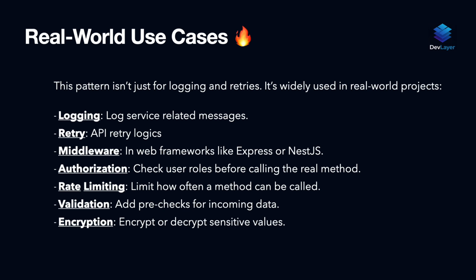And one more I really like is validation. Let's say you have some user input, maybe a form. Instead of stuffing all your validation inside the main function, you decorate the function or method to handle that separately. Again, way cleaner. Finally, in security sensitive apps, I have seen decorators used for encryption. You decorate methods or properties so the data is automatically encrypted when saved and decrypted when read. The core logic doesn't even need to know.